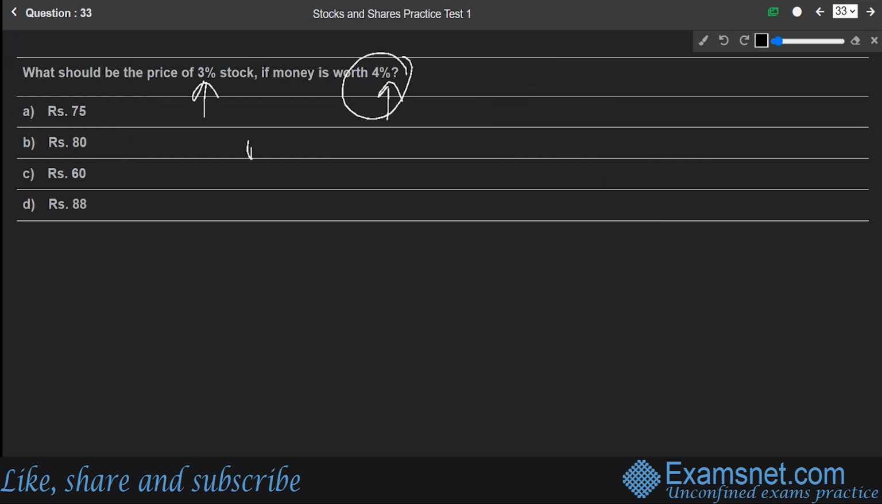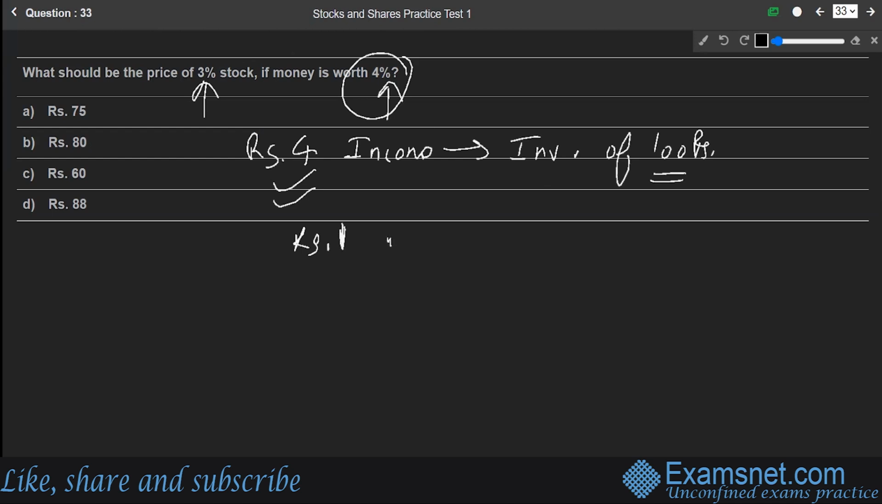So let us write down first, rupees 4 income can be achieved when the investment is how much? Investment is equal to 100 rupees. Income of 4 will be achieved when the investment is 100 rupees. So if you want to earn rupees 1 as income, how much should be the investment? Investment should be clearly 100 by 4 rupees.